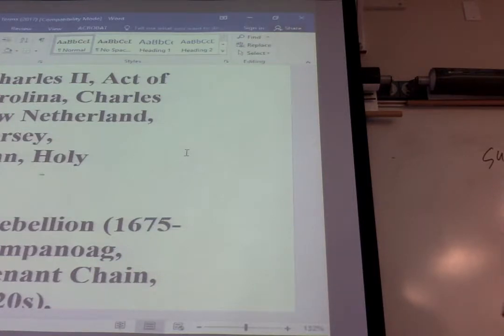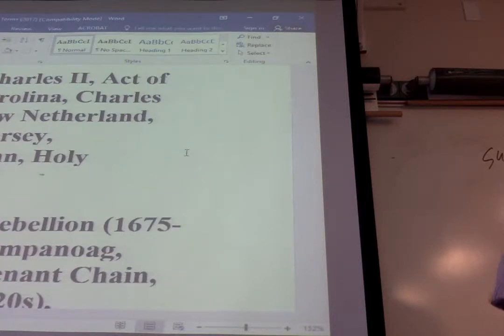Settlement further south is going to start to develop as well, especially after 1670, with the founding of a town named after the king, Charlestown. Charlestown is founded after 1670. Now say that 5 times fast. Charlestown, Charleston, South Carolina. Again, think about people naming things that are familiar, naming things after themselves, making home kind of a familiar thing.